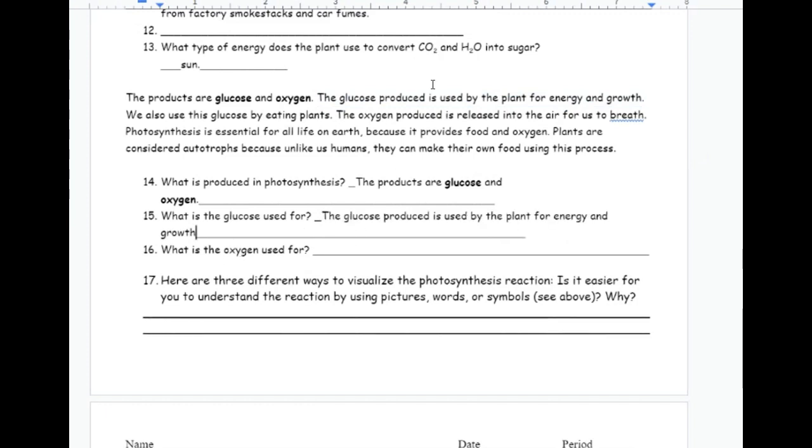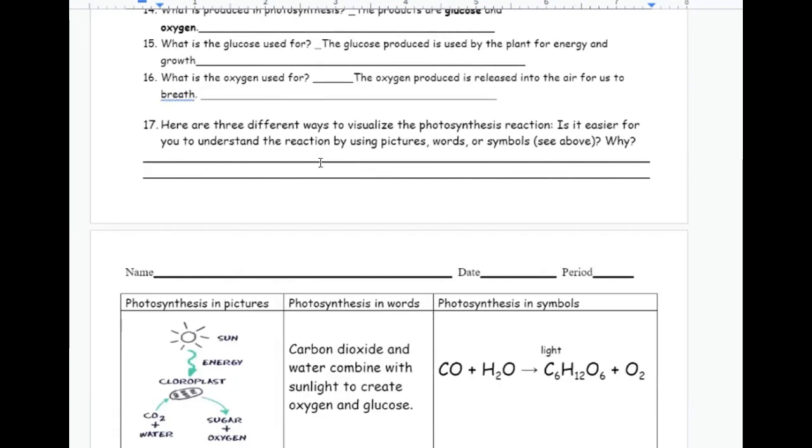Okay. What is the oxygen used for? Okay. It doesn't like it, does it? Released into the air for us to breathe. Isn't that a beautiful thing? All right, so what is the oxygen used for? Control V. All right, here, and this one gave some kids some problems.